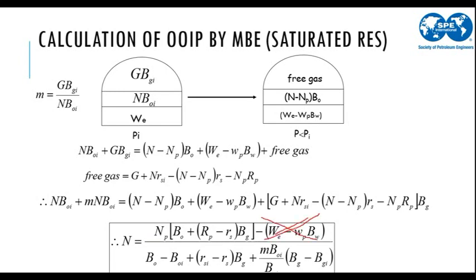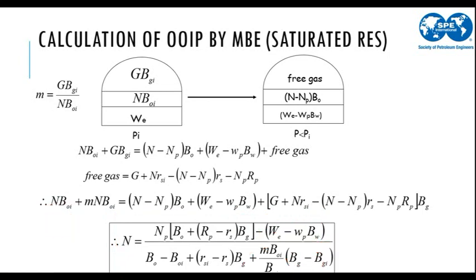Why? Because there is no water in this reservoir, right? And the second thing, this term would also be cancelled, because we don't have a free gas cap. This is the equation of the depletion drive reservoirs. It's very simple. It can be derived from the general combination reservoir equation.